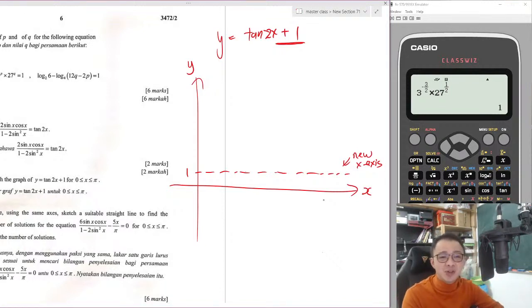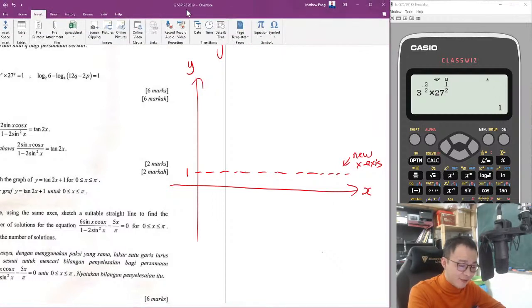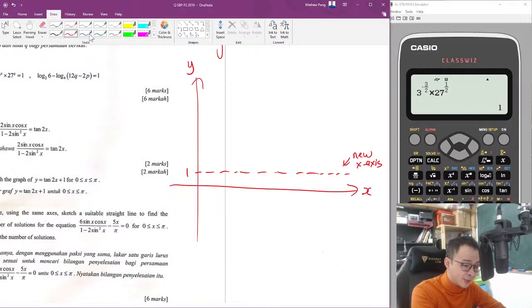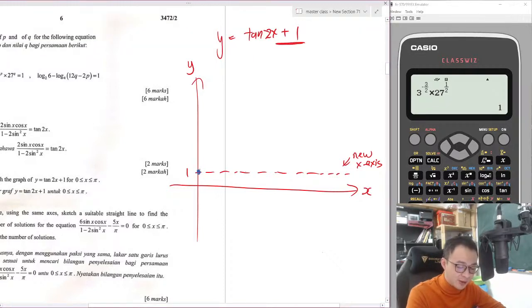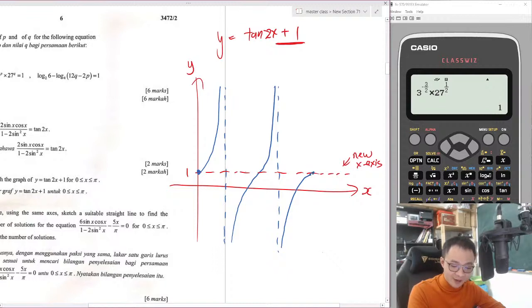Okay, then I will draw my tangent graph. So my tangent graph is basically I will start from 0, 0, 1 here. So I will just draw something like this and then to the dotted line. And then from negative infinity, I will pass by this one and continue drawing like this. And I'll stop at 1 here. So this one will be my pi here. This one will be my pi over 2.